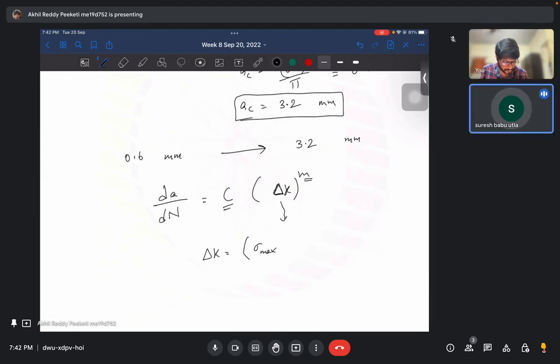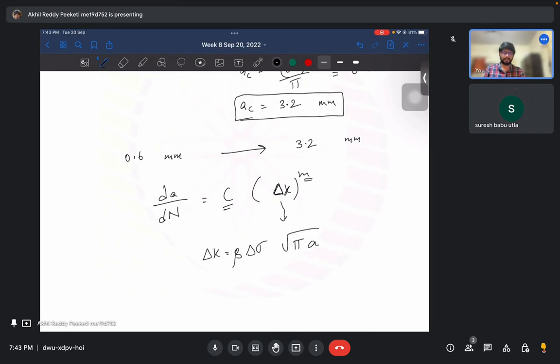This is the rate of change of crack, that's what we'll see now. This delta K is delta sigma beta root pi a. This Paris law basically relates the changing stress, the fatigue alternating stress, and the current crack length with the rate of change of crack length, basically the rate of change in crack length with respect to cycles. Is this clear?